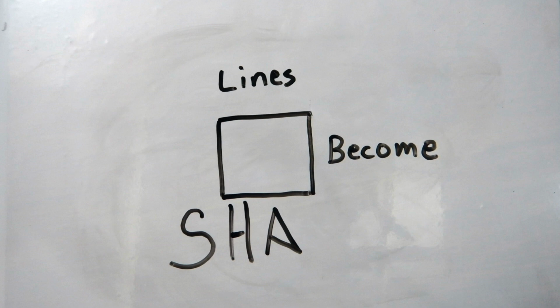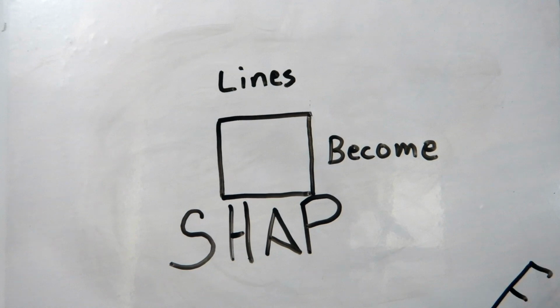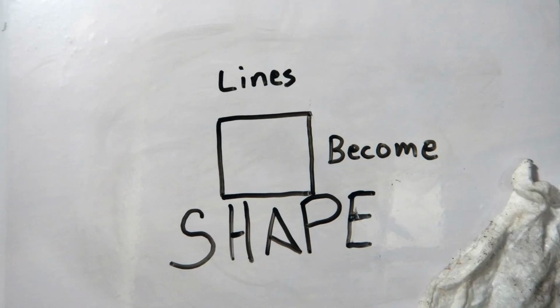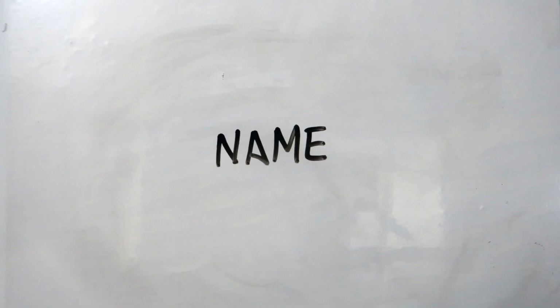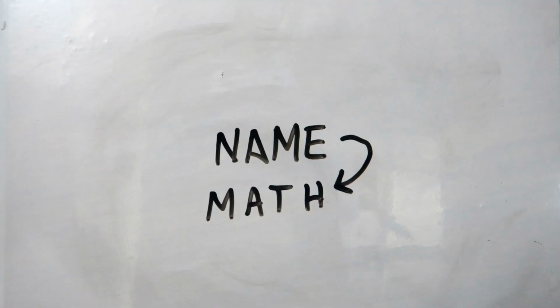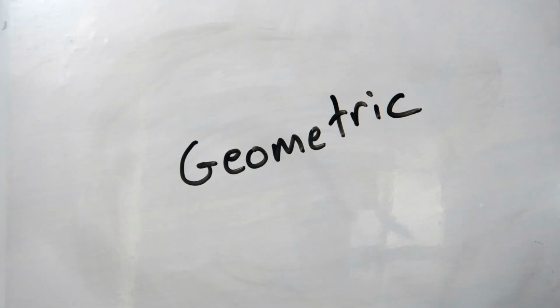It all begins with a line. That line becomes a shape. A shape. Where's the E? E, get over here. Oh, good grief. When shapes have a name or they're in math, you call those geometric shapes.